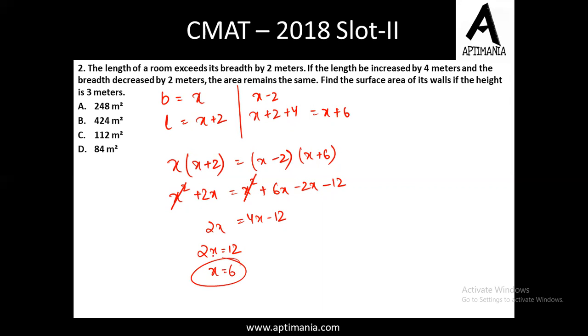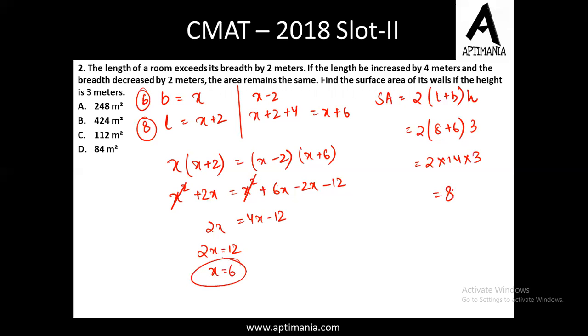Find the surface area of its wall if height is 3 meters. Now initially the breadth was of 6 and the length was of x plus 2, that is 8 meters. When I'm talking about the surface area of walls, total surface area of walls is given by twice of L plus B into H, right? So that is 2, L is 8 plus B is 6 into H is 3, right? So that will be 2 into 14 into 3, which is a total of 84.